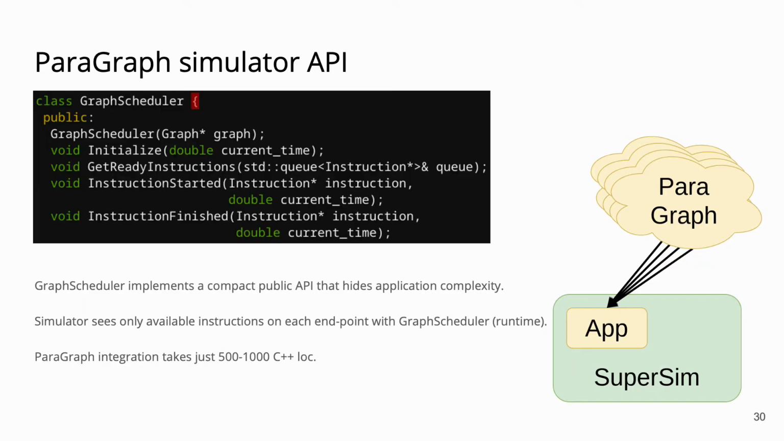All that application complexity is hidden from the simulator under a thin API of the ParaGraph runtime. A simulator that wants to support ParaGraph opens a graph stored in a protobuf, and creates a scheduler for it in the network terminal model of the simulator. The simulator reads instructions from the scheduler queue using the getReadyInstructions call and puts the corresponding event in its event queue. When the simulator starts modeling the event, it calls the instruction started function, and when the event is over, the simulator calls the instruction executed function, providing model time to both.